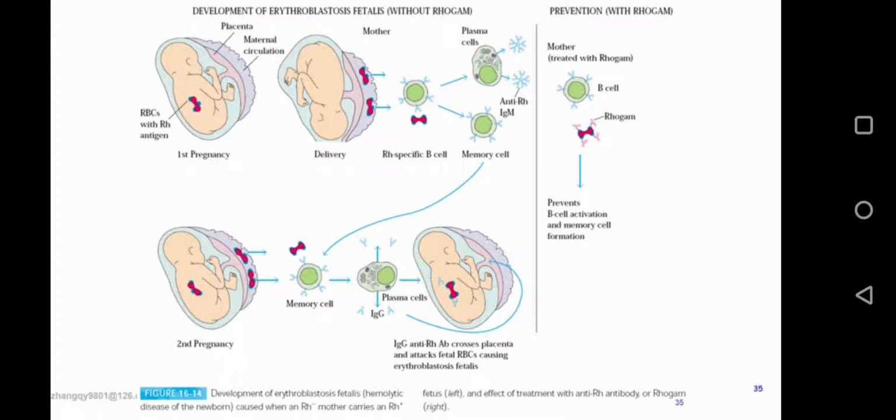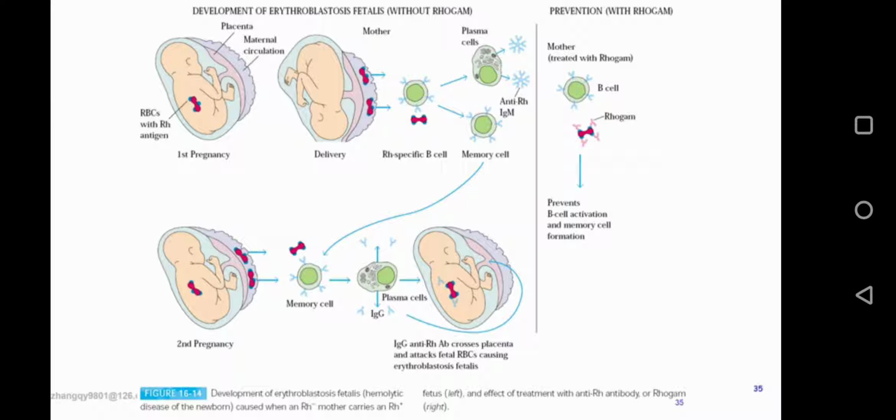We can see this picture shown here. In the first pregnancy, right? The mother is negative, and the baby is positive. During delivery, the baby's red blood cells enter the mother's circulation, and the mother will recognize them and produce IgM, right? IgM. And the plasma cells may have memory B cells, right?